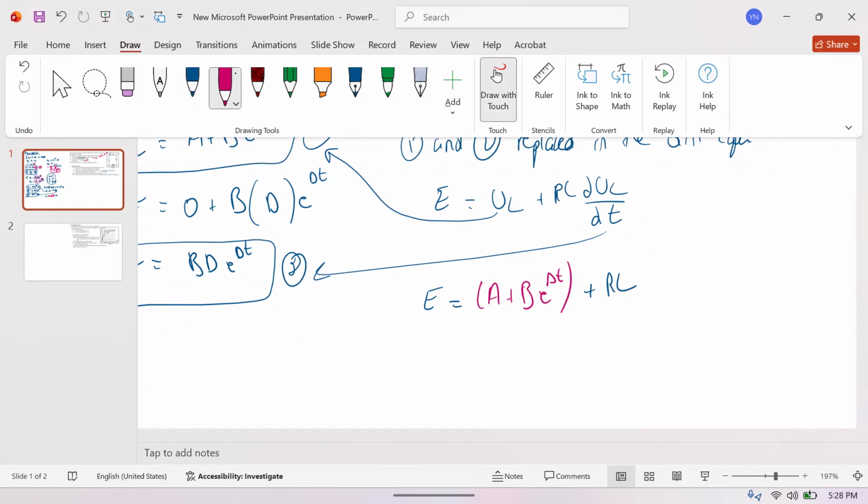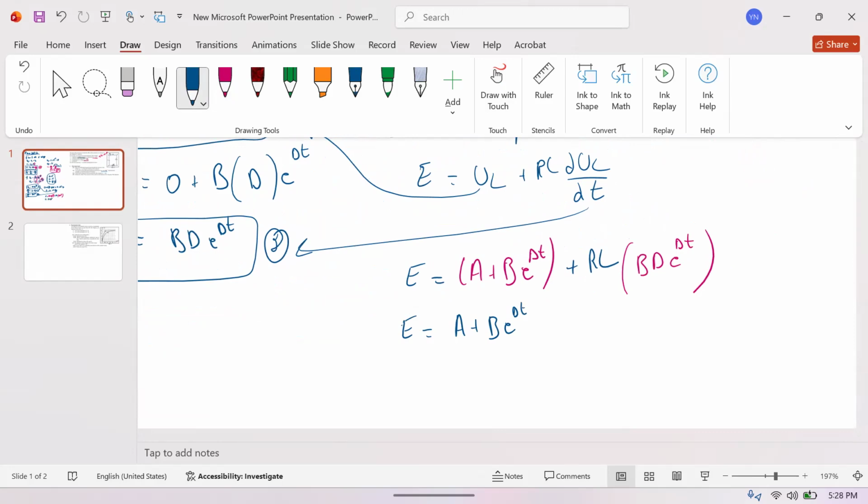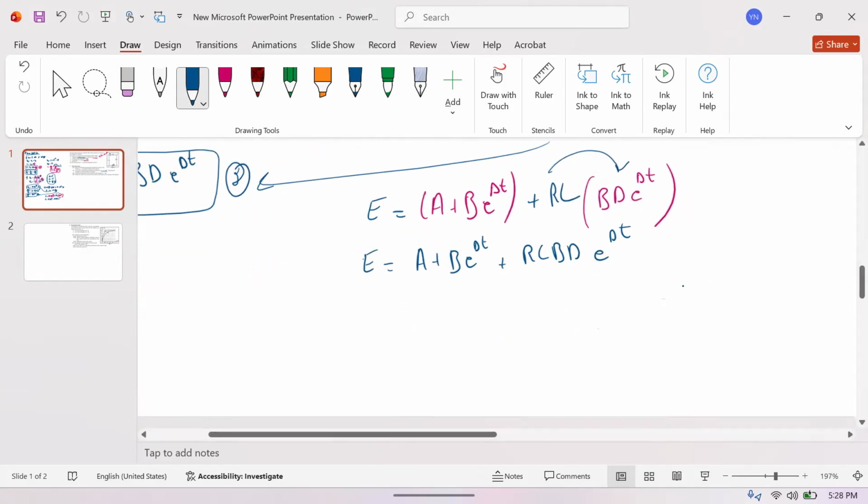dUC over dt is what should be replaced, and it should be replaced by its value, which is B dE dt. We remove the parentheses. The first parentheses, there's nothing to expand, so we simply rewrite what we have. Plus RC is multiplied by this expression, so RC B D E dt, the whole thing.